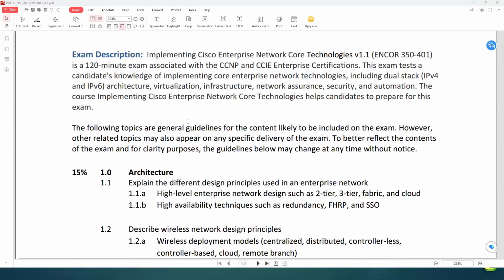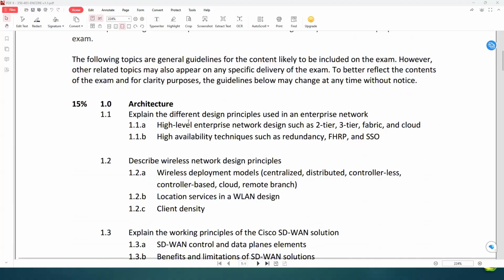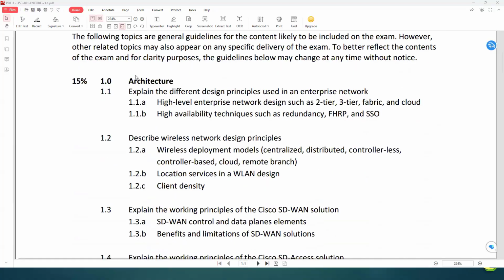So you will see that there are different sections like architecture, where we need to understand some theoretical knowledge, like what kind of high level enterprise network design means, like 2-tier, 3-tier, fabric and cloud. Some high availability techniques like first hop redundancy protocols that we learn, like HSRP, VRRP, and single sign-on redundancy. What exactly do these keywords mean?